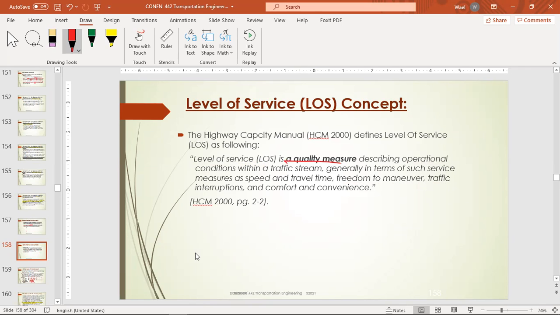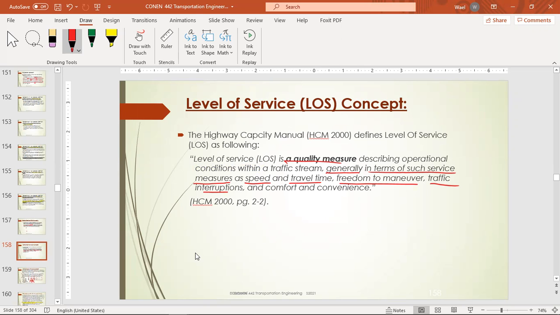So it's basically a quality measure describing operational conditions within a traffic stream, generally in terms of such service measures. Pay attention to this. So it depends on what type of service we are talking about. Maybe speed is the service measure, or travel time, or freedom to maneuver, or traffic interruptions, or delay, comfort, convenience. All of these can be used as a measure for quality. It depends on what level of service you are measuring and what facility you are measuring.